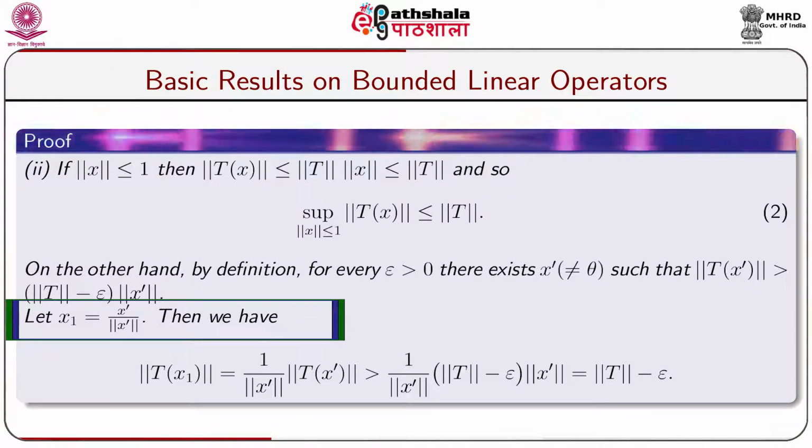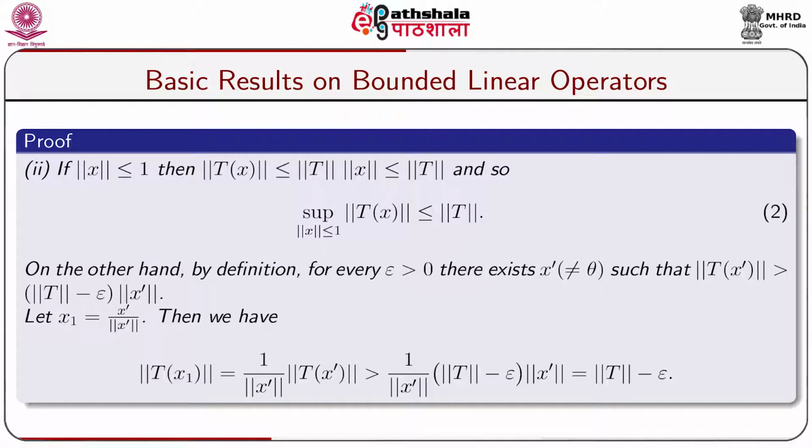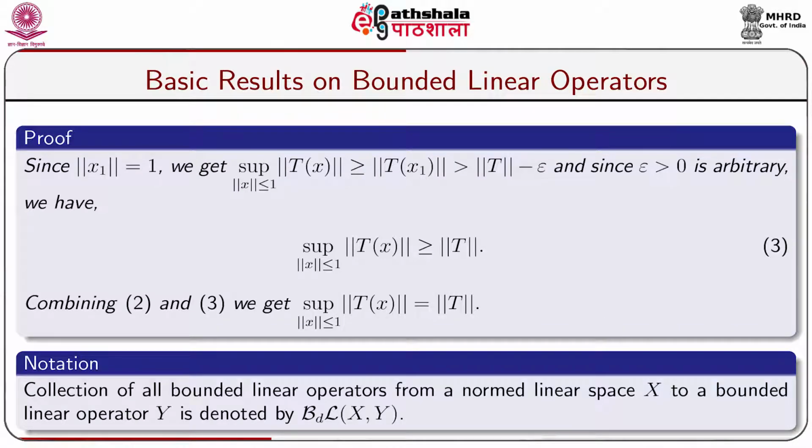Let x1 be equal to x dash by norm of x dash. Then we have norm of Tx1 is equal to 1 by norm of x dash into norm of Tx dash, which is greater than 1 by norm of x dash into norm of T minus epsilon within the bracket into norm of x dash, which is equal to norm T minus epsilon. Since norm of x1 is equal to 1, we get supremum of norm of Tx where supremum is taken over norm of x less or equals to 1 is greater or equals to norm of Tx1 and greater than norm of T minus epsilon.